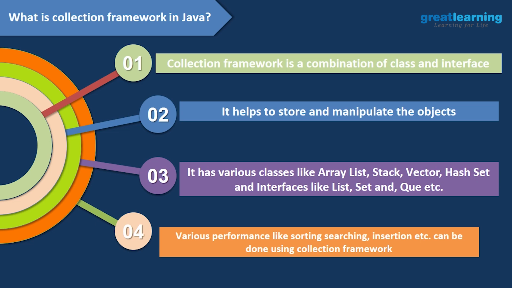It has various classes like array, stack, vector, and hashset, and it also has some interfaces like list, set, and queue. We can perform various operations like sorting, searching, and insertion using this collection framework. So this is all about what the collection framework is. Now we will see why we need a collection framework. Let me give you an example. Why do we need a collection framework?